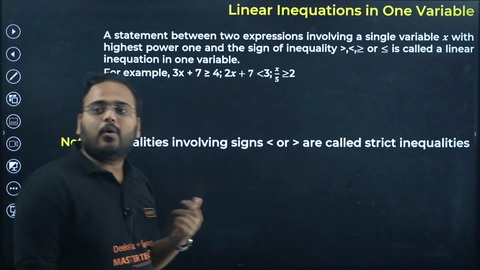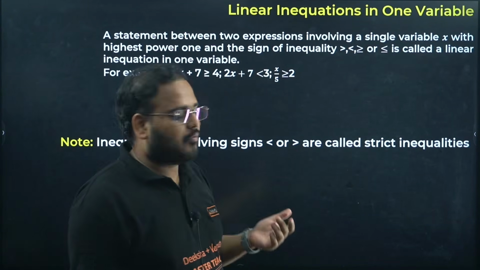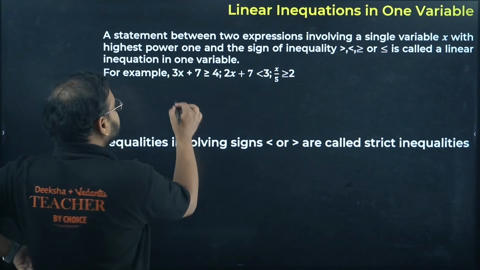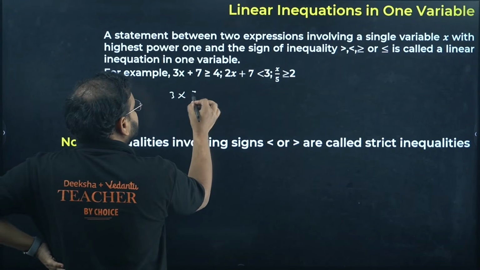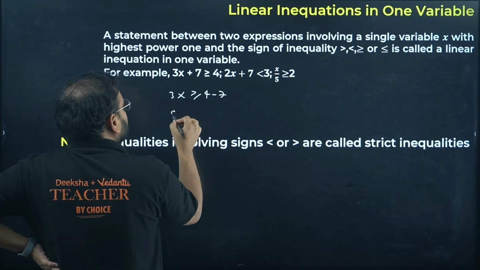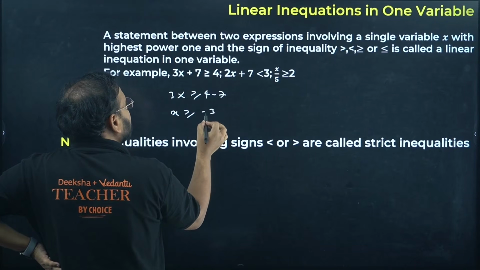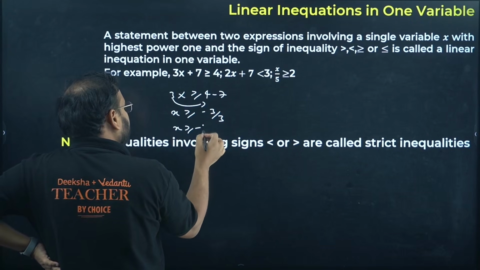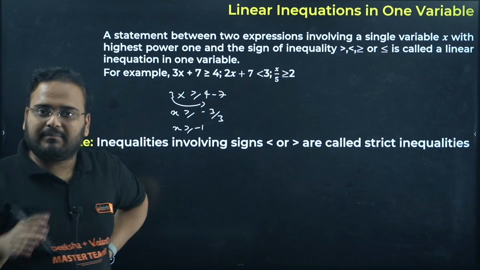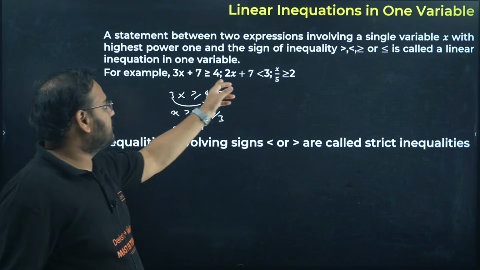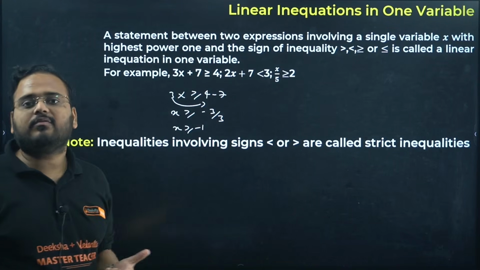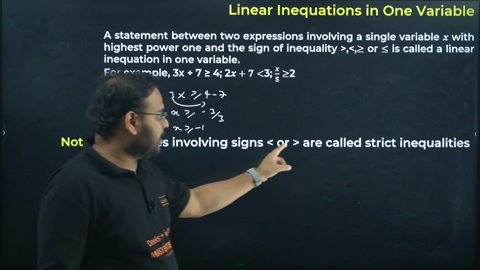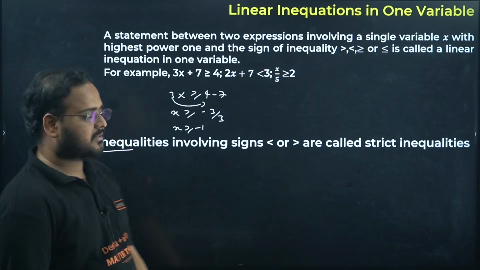Next is linear inequalities in one variable. Okay, if you have only one variable involved. So simple, take 7 over there and start solving for x. 3x is greater than 4 minus 7. So x is greater than what? We get here minus 3 and divide by 3 because this 3 will also go over here. So x is greater than minus 1. You can plot on the number line minus 1 and on the right hand side. Same way you can solve the other inequalities also. So these are all the cases of linear inequalities in one variable. As I mentioned, inequalities which have only less than or greater than symbol are called strict inequalities. Okay, clear?